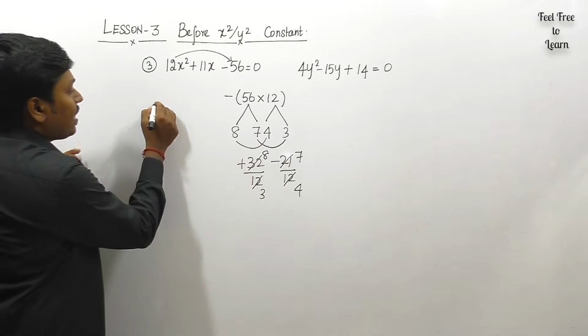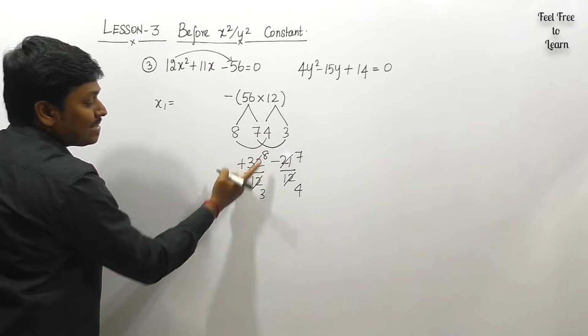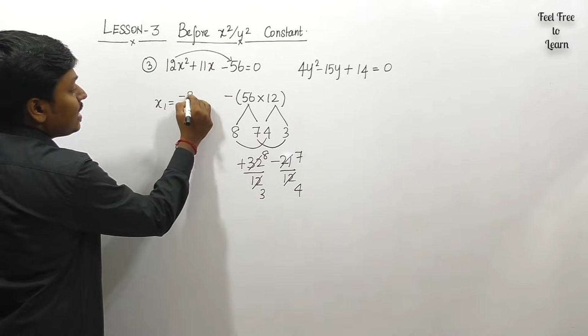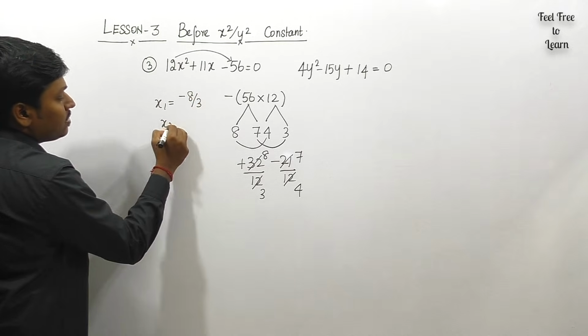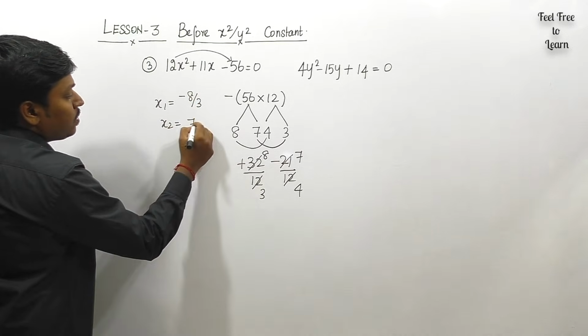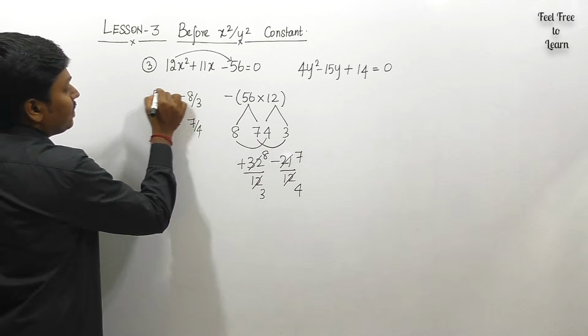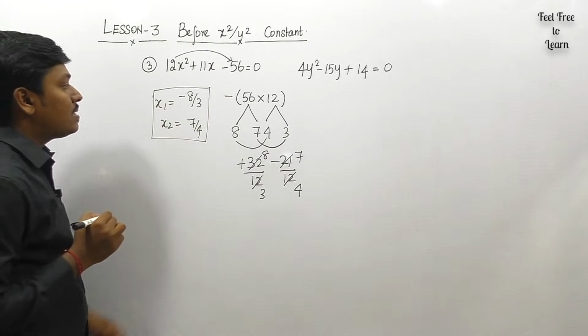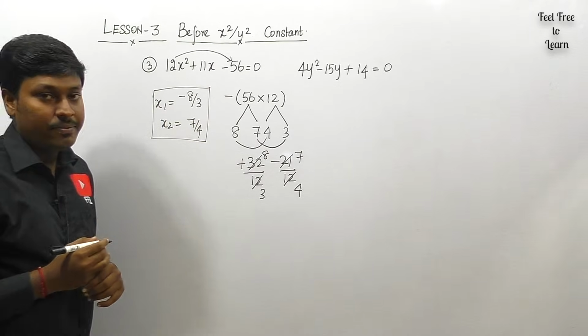So finally, we got a factor, that is x1. Here it is plus 8 by 3, but while writing, change the sign as minus 8 by 3. So x2. Here it is minus 7 by 4, but while writing, change the sign as plus 7 by 4. So finally, we got factors, that is minus 8 by 3 and plus 7 by 4.